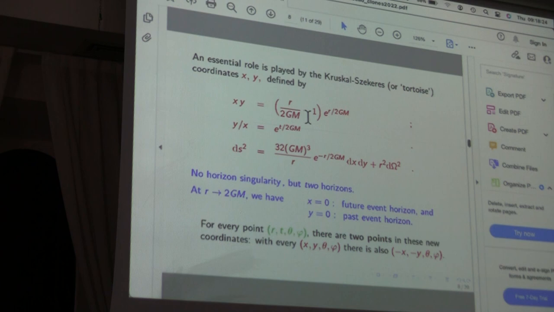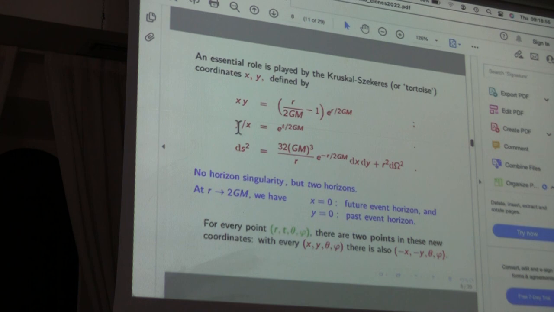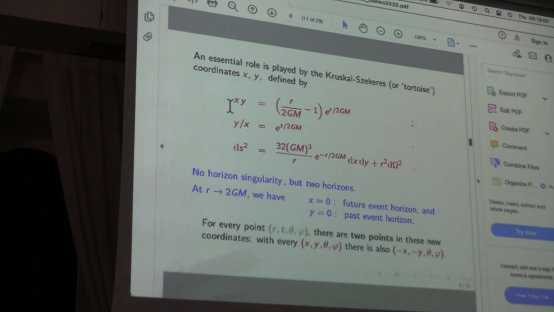But there's something even more important to remark about this metric, about these coordinates. And that is, at every point r, t of the Schwarzschild coordinates, and omega is not affected, so the angles remain the same, there are two solutions for x and y. How can you see that? Well, it's very easy. This is a monotonic function, so the product of x and y is fixed. And the ratio is also fixed. But if I replace x by minus x and y by minus y, then the product remains the same, and the ratio also remains the same. So this whole expression at the right remains the same.